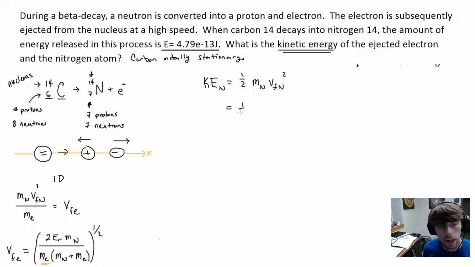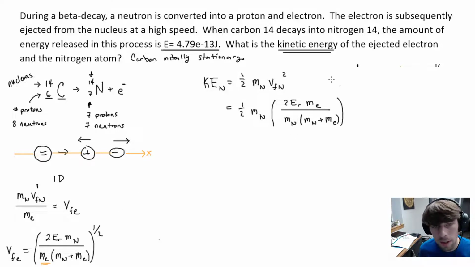We can go 1/2 mass of the nitrogen. Okay, well, this is 2 times the released energy, mass of the electron, divided by mass of the nitrogen times mass of the nitrogen plus mass of the electron. Oh, goody, goody. You say, where's the 1/2? Don't forget we're squaring. You say, oh, goody, goody. See, the mass of the nitrogen actually cancels out here. That's convenient. And we're left with something that says 1/2.